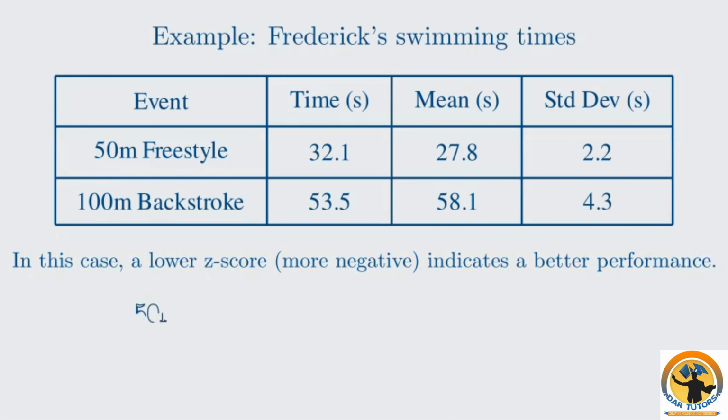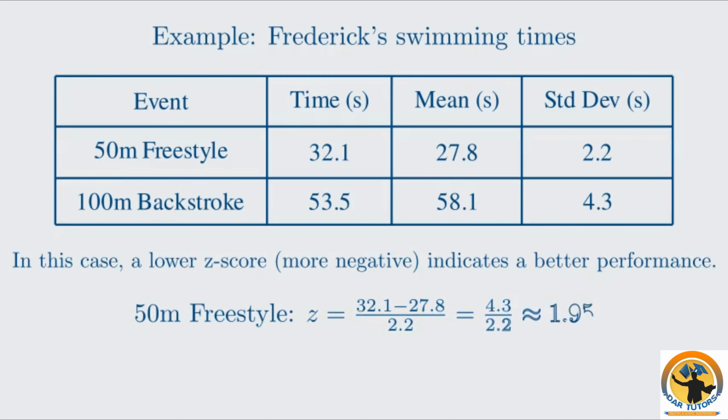Let's calculate the z-score for his 50 meter freestyle time. That's 32.1 minus 27.8 divided by 2.2, which gives us 4.3 over 2.2, or approximately 1.95. This is a very poor result. He was nearly 2 standard deviations slower than the average.